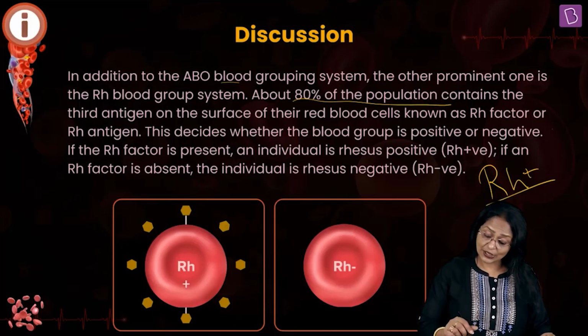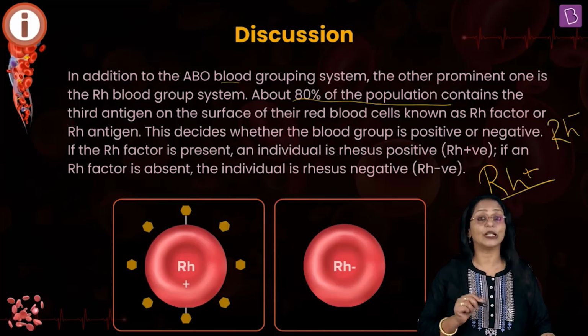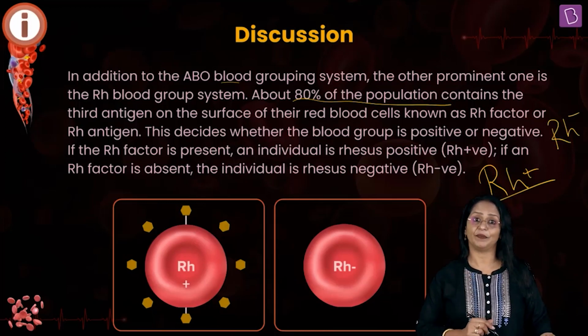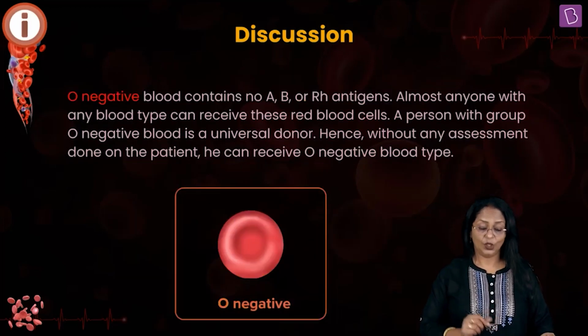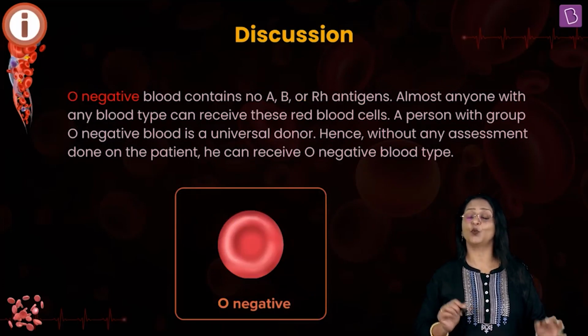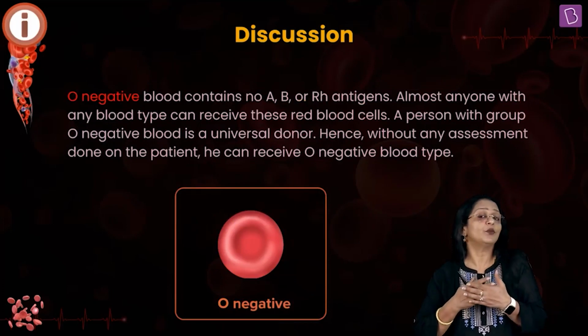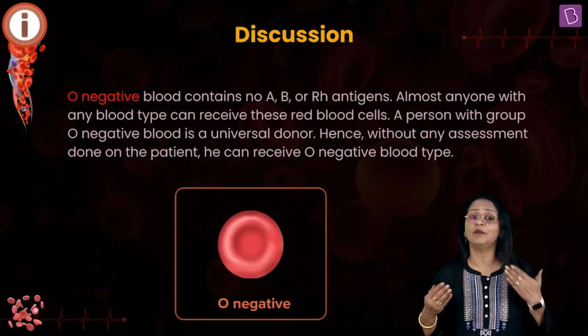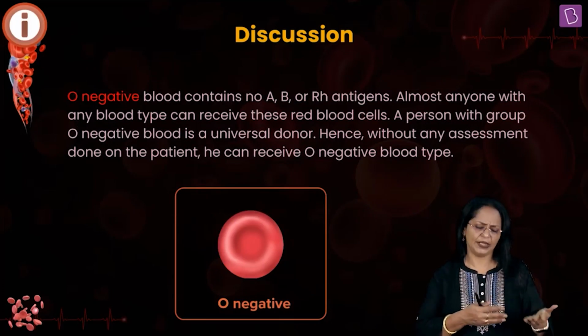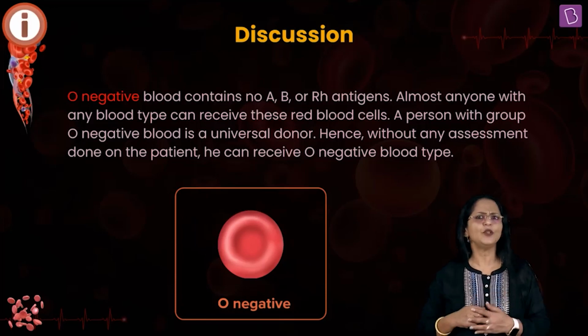If the person does not have this antigen, we call it Rh negative. Did you get it? Now, O negative blood group will be the most ideal to give to a person for whom there is no time for assessment of blood grouping, in this emergency case. Why do you think so?